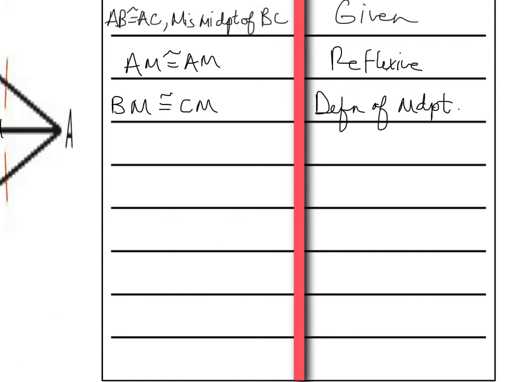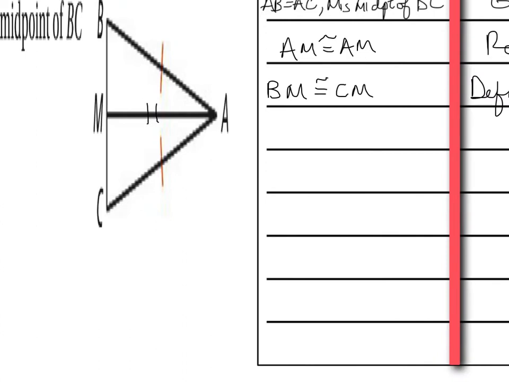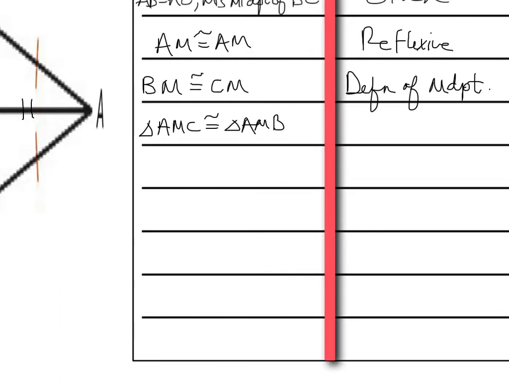Okay, and again I need to go back and mark it on my picture. Okay, so I marked it on my picture. Now, as you look at your picture, do you have enough information to prove the triangles are congruent? And sure you do. You can do it by side, side, side. So I say triangle AMC is congruent to triangle AMB, and this is by side, side, side.